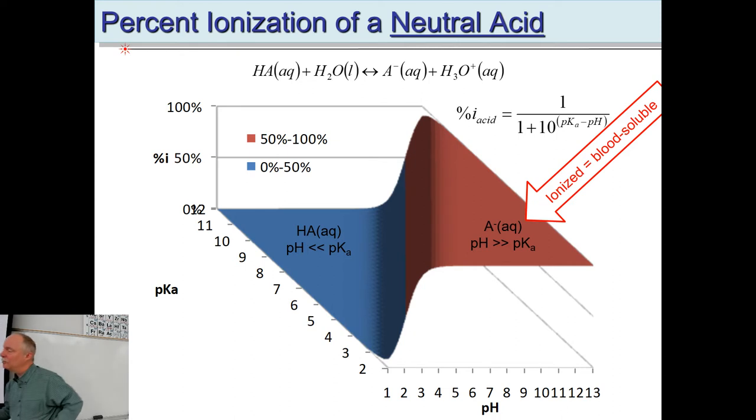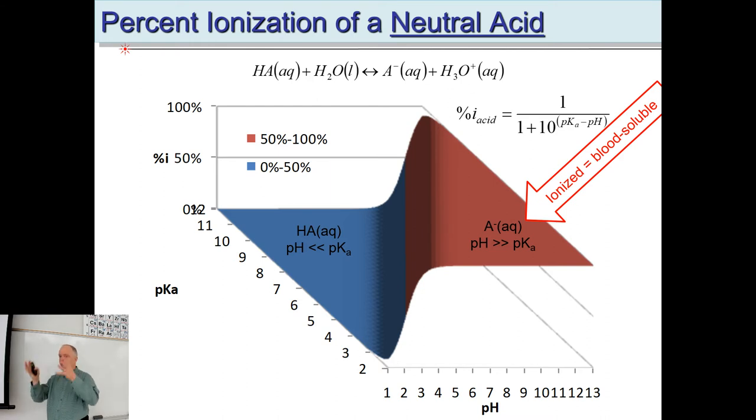So for an acid, look at the reaction at the top. For an acid, if the pH is higher than the pKa, notice the acid is on the right. If the pH is higher than the pKa, I've deprotonated that acid and it's become A minus. And so I have all these A minuses over here because I have a high pH. And then if I'm below my pKa, then I've got a protonated acid, and that's not ionized, that's neutral. So you have to think in terms of the atoms, ions, and molecules. You can't just think of pH and pKa.